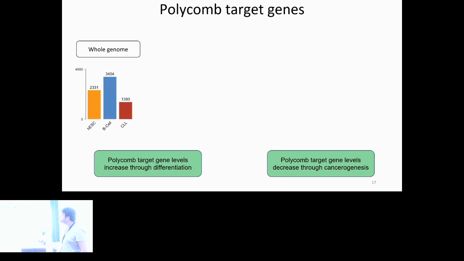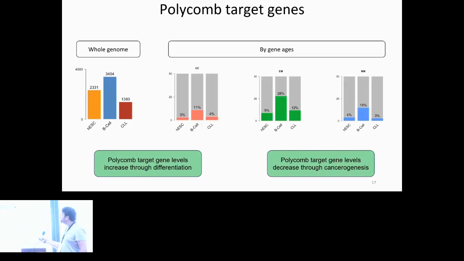So we have an increase of Polycomb in B cells. During differentiation, you have an increase of Polycomb, and during cancerogenesis, they decrease. But in which age classes? They are only enriched in early metazoans.